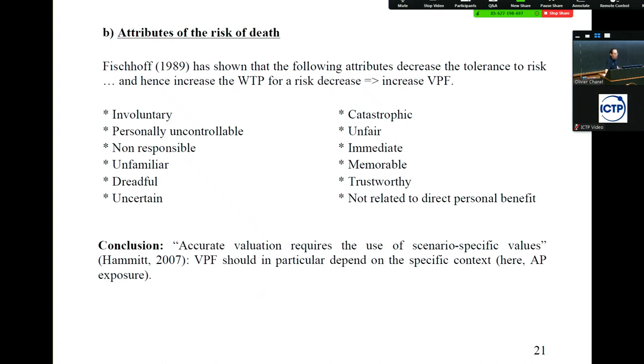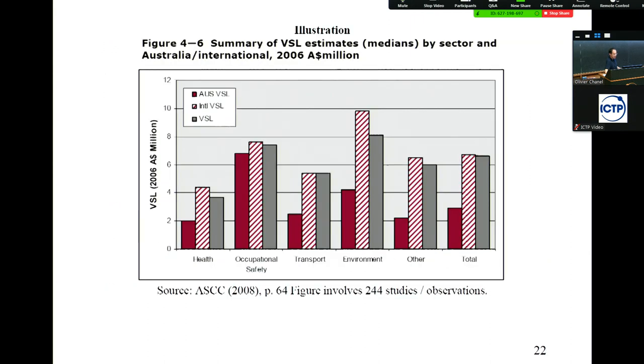So the conclusion we can get here, following James Hammitt, is that accurate valuation of a prevented fatality requires the use of a scenario-specific value. That is, you have to use a scenario that is specific to air pollution when you ask people, how much are you willing to pay to reduce your risk of death? You say, if this death is due to an air pollution exposure, then you get a contextual value for your VPF, your value of a prevented fatality.